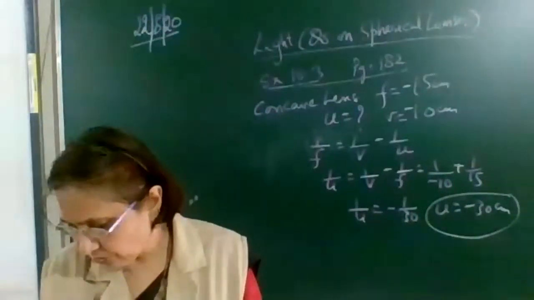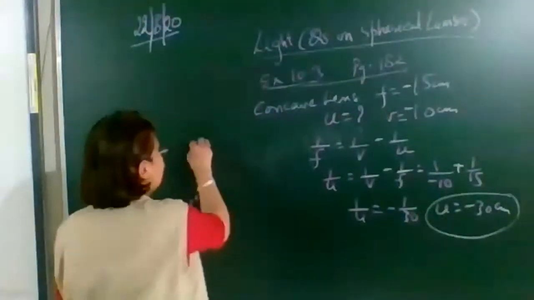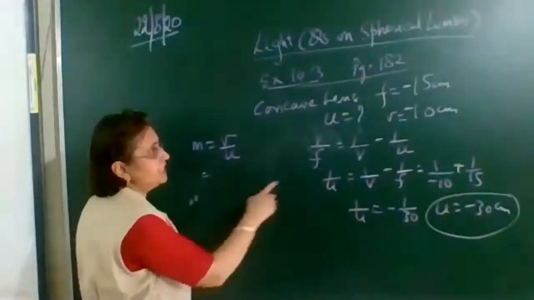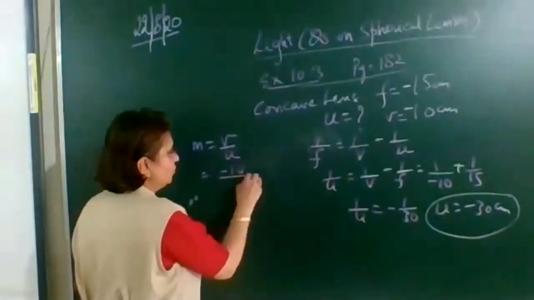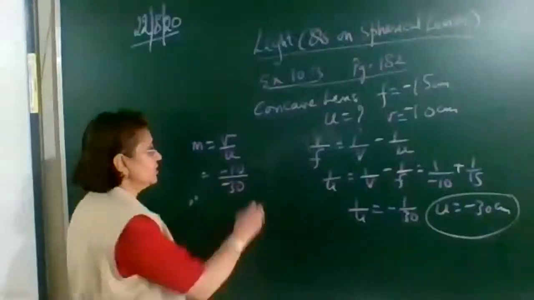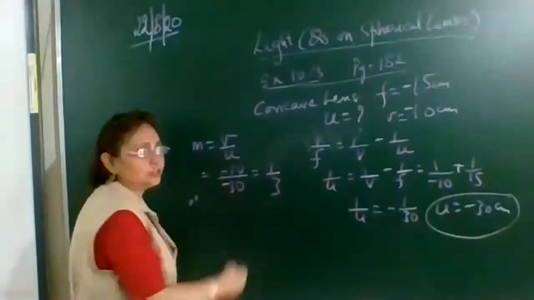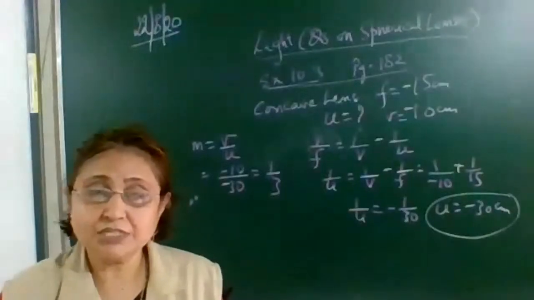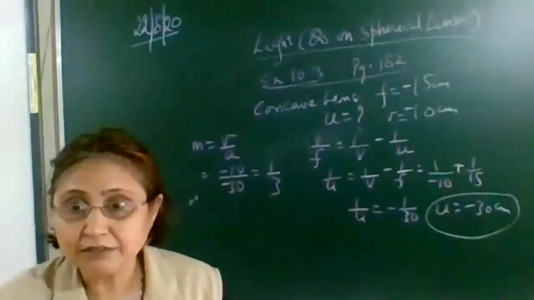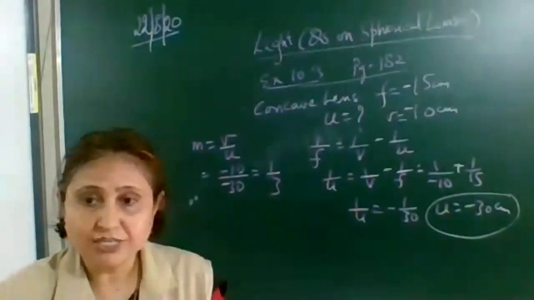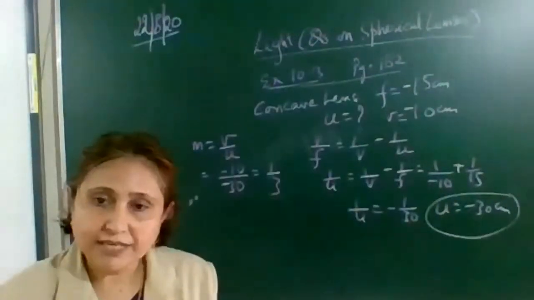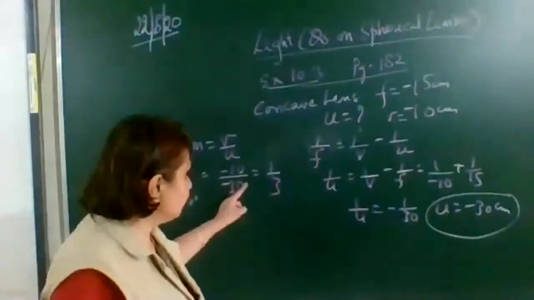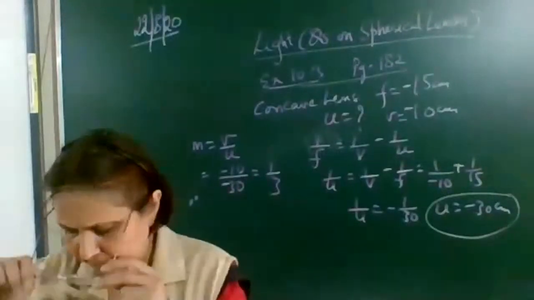Also find out the magnification. We know that magnification in case of a lens is V upon U. V here is minus 10, U here is minus 30. So the magnification is 1 upon 3. Magnification is coming positive. What does it mean? The image formed is virtual and direct. And we know that a concave lens always forms a virtual and direct image. So that is why the magnification is coming positive.